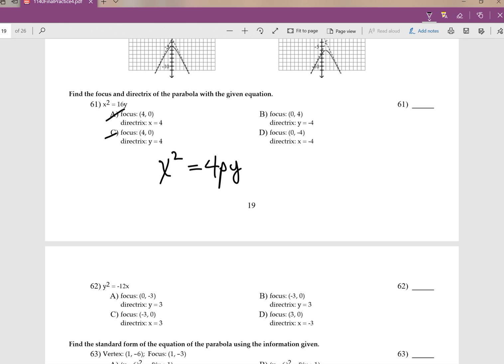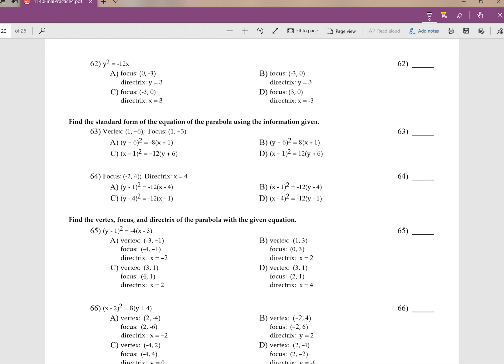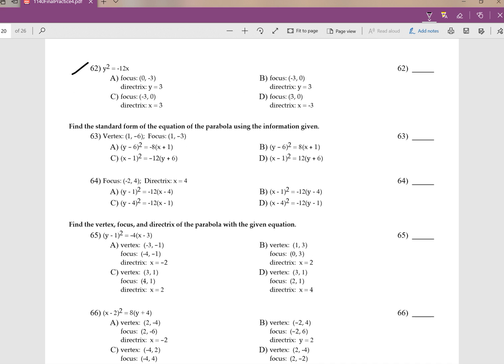And if we're solving for 4p, remember p helps us find the focus. So if 4p has to be 16, then p has to be, in this case, 4, meaning our directrix, in this case, is y equals -4. So the answer choice for this would be B. 62, I'm not doing. You can do that one. Look up your answer choice. It's the same thing as 61.